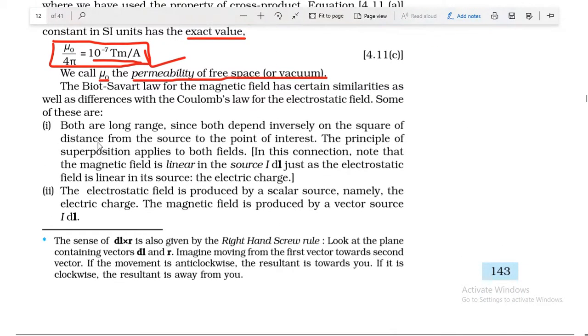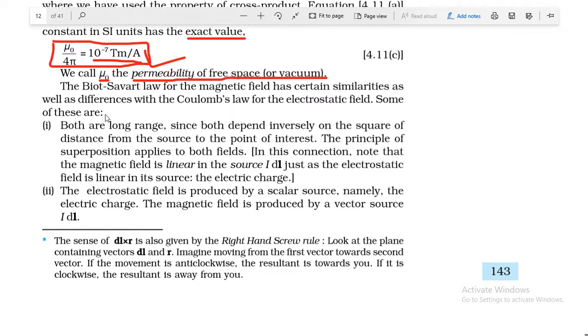So let's see the next. The Biot-Savart law for magnetic field has certain similarity as well as difference with the Coulomb's law for electrostatic field.